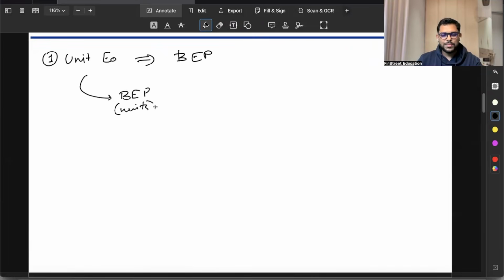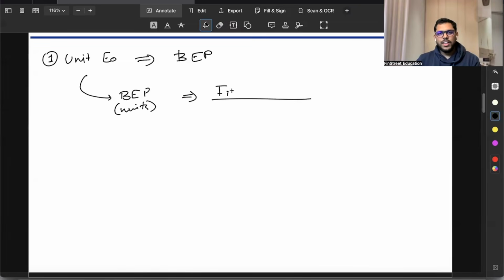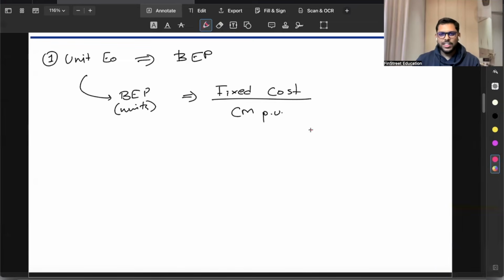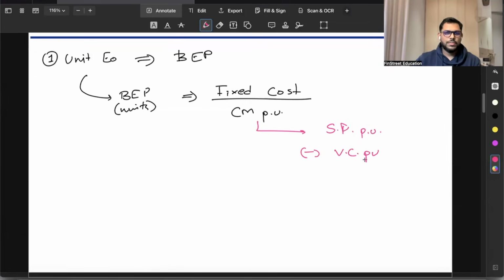How to calculate? Fixed cost divided by contribution margin. Excellent. Contribution margin per unit. Fixed cost. Correct. CMPU. PU को भूलना मत, okay? Don't take total contribution margin. You need unit specific contribution margin. And if I extend this further, how to calculate contribution margin per unit? This is selling price, SP, minus VC per unit. Perfect. VC per unit. So good.